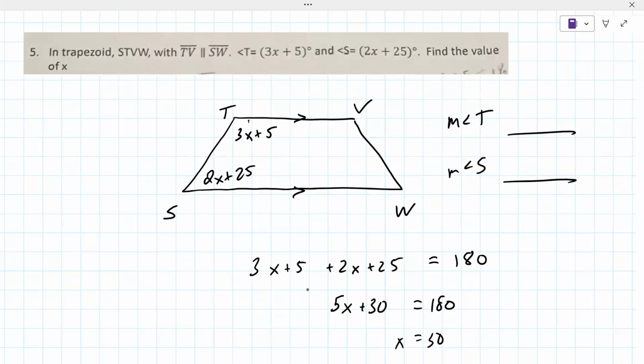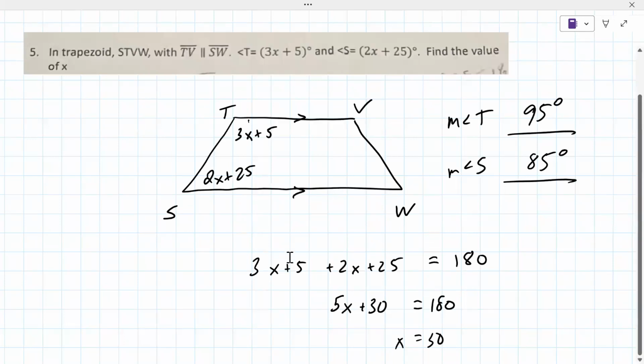For T, I got 95. And for S, 85. Do those add up to 180? Yeah, they do. All right.